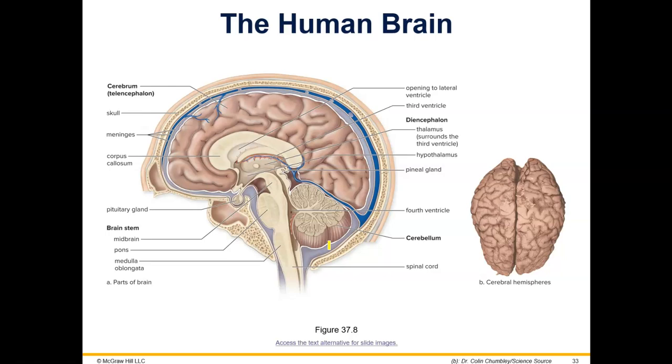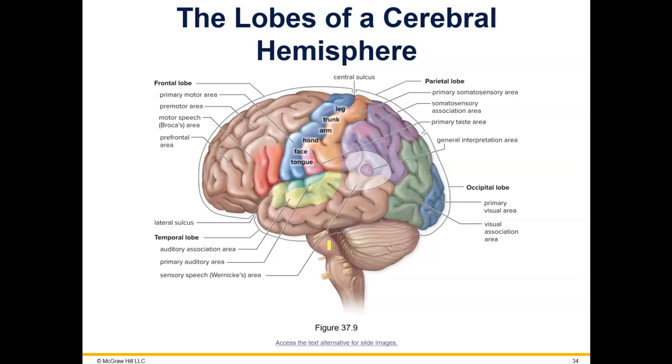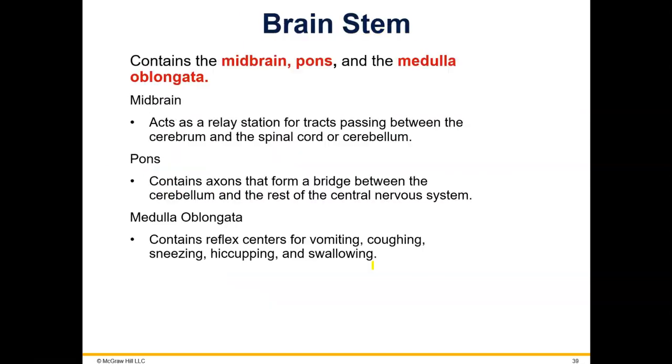It's like right below the occipital lobe of the cerebrum. So here, in fact, you can see it better. This is the cerebellum. This structure right here is the cerebellum. All right, so there is the brainstem, which contains the midbrain, pons, and medulla oblongata.